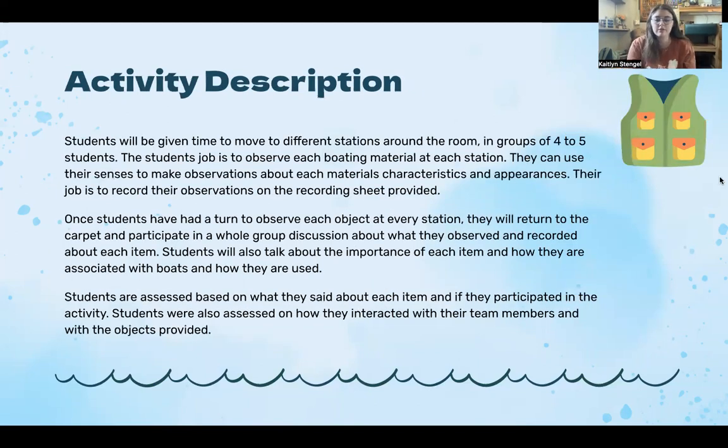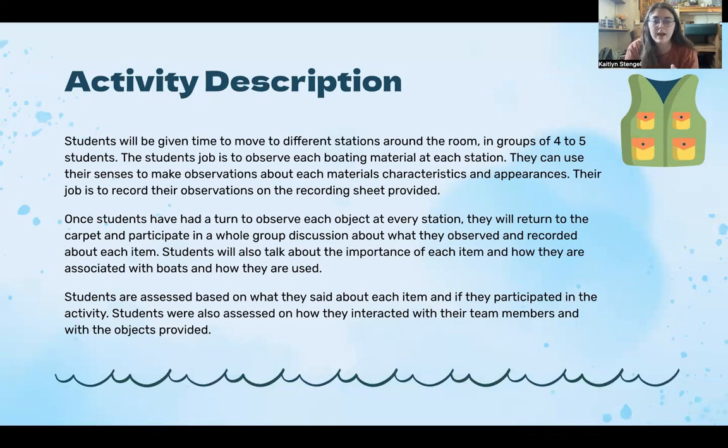As for the activity itself, and this goes for all students in the classroom, both ELL and not, students will be given time to move around the different stations around the room in groups of about 4 to 5 students. The students' job is to observe each boating material at each station. Like the back table might have a life jacket, while the teacher's table might have a wooden block. I have all of the materials on the next slide. They can use their senses to make observations about each material, its characteristics and appearance, and record their observations on the recording sheet that is provided.